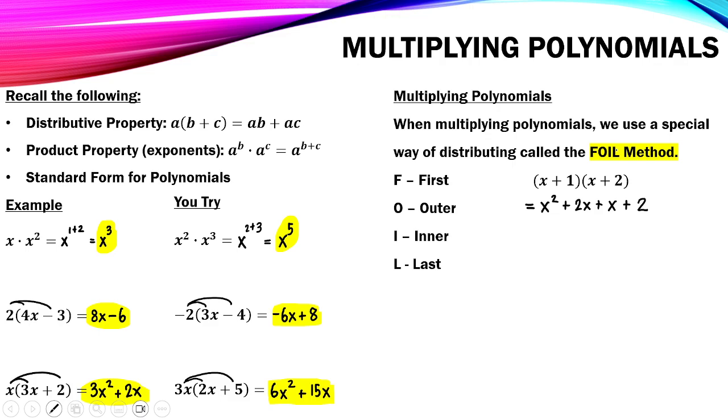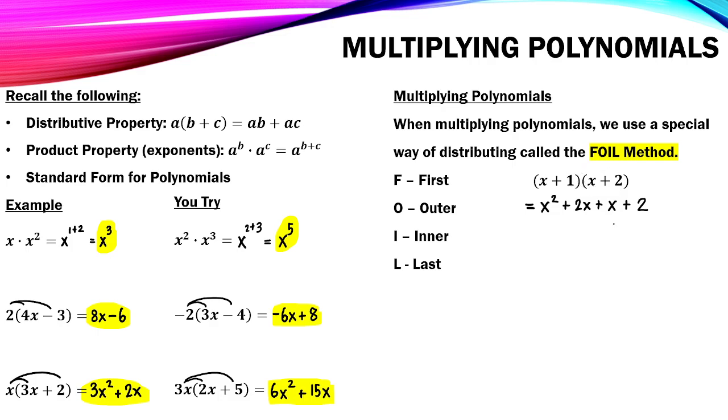You could think about using the FOIL: first, outer, inner, last. But once you get the hang of it, what my brain tends to do is I just look at the first term, I distribute that one, and then I look at the second term, and I distribute that one. That's usually how my brain thinks about FOIL once you've done this so many times, okay?